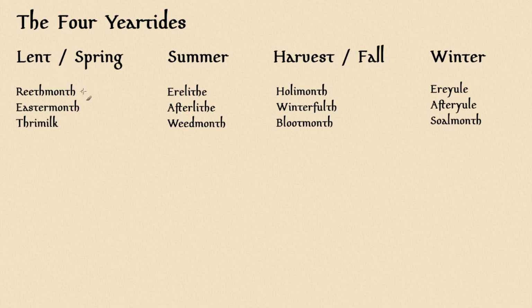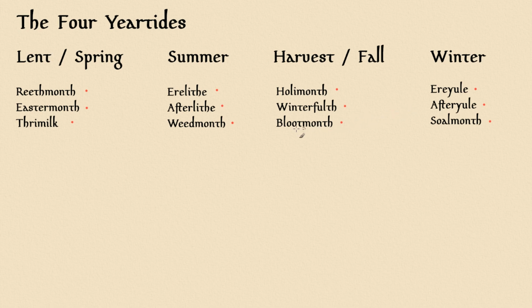So I'm beginning here with March, and then this would be April, and so on. Okay, so there's Wreath month, Easter month, Thrimilk, Airlithe, Afterlithe, Weed month, Holla month, Winterfolth, Bloot month, Aerial, After Yule, and Soul month. But in quick speech, it might be something like Rethmonth, Eastermonth, or Esmonth, Thrimilk, Erlith, Afterlith, Weedmonth, Hollamonth, Winterfolth, Blut month, even Uriel, After Yule, Soul month, something like that.